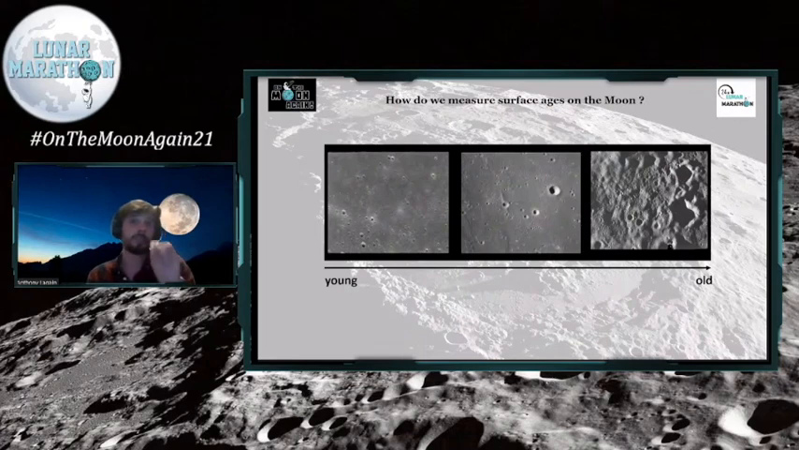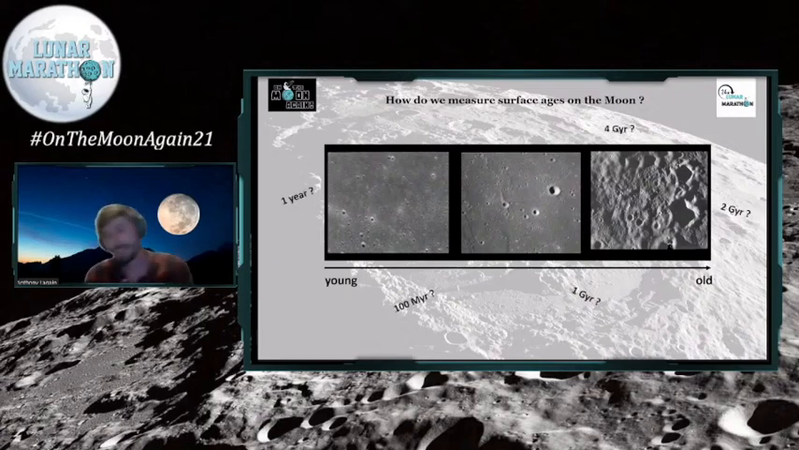And on these three pictures at the left, you've got a young surface with a few craters that has not been exposed for so long to the meteoritic bombardment. And at the right, you've got an older surface with larger craters, more numerous, that has been exposed to the bombardment for a longer period of time.